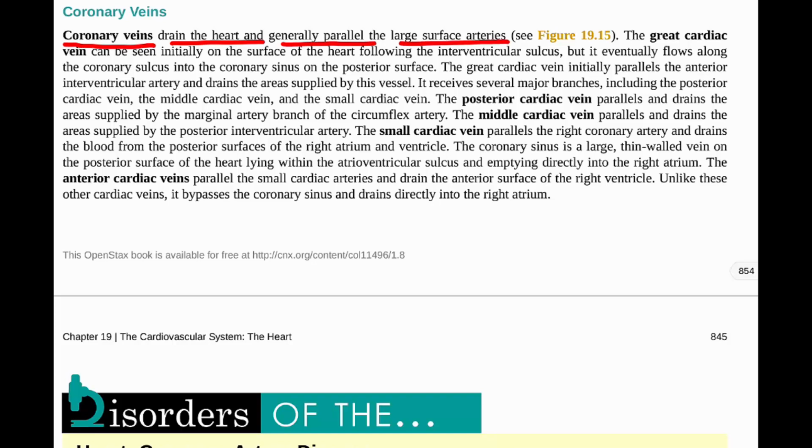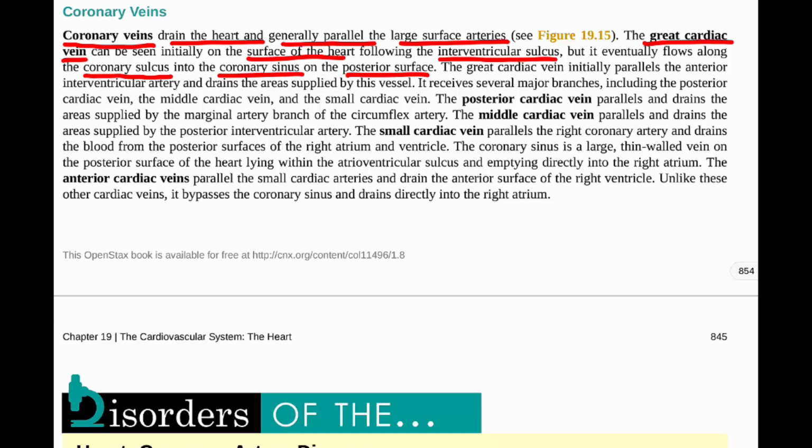The great cardiac vein can be seen initially on the surface of the heart following the interventricular sulcus, but eventually flows along the coronary sulcus into the coronary sinus on the posterior surface. Okay, so we're going to see that great cardiac vein. So now we're talking about things that take away the blood from the tissues, draining the carbon dioxide rich, deoxygenated blood away from the surface cells of the heart, away from the heart. So we see that great cardiac vein. It's going to wrap around.